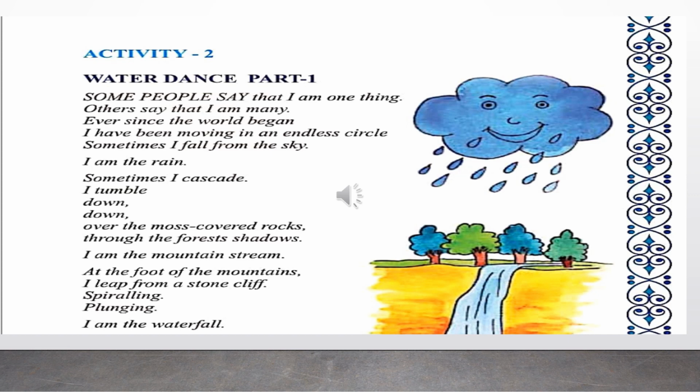Sometimes I cascade, I tumble down, down over the moss covered rocks through the forest shadows and am the mountain stream. The rain changes in the form of a mountain stream, which is sometimes like a cascade, a small waterfall, which flows down over the moss covered rocks and through the forest shadows.